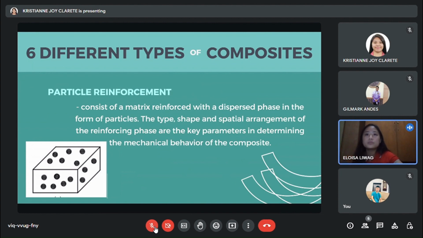An example of this is automobile tires. And also concrete, because the aggregate of coarse rock or gravel is embedded in a matrix of cement. The aggregate provides stiffness and strength while the cement acts as the binder to hold the structure together.